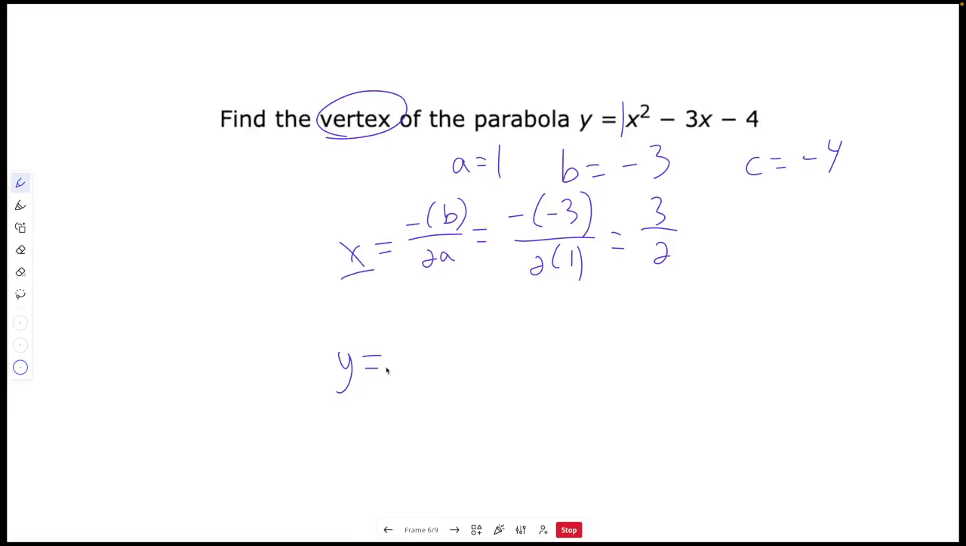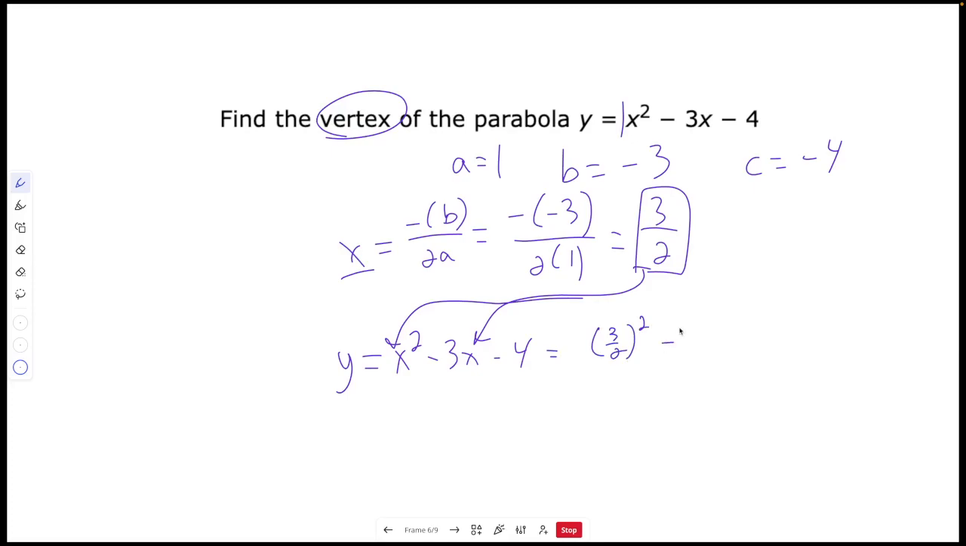To find the y value, we're going to go back to our original problem, and we're going to take this x, 3 over 2, and we're going to substitute. We're going to replace. So now we have 3 over 2 squared minus 3 times 3 over 2 minus 4. You can do this in your head. You can do this by hand. You can use a calculator. I'm going to do it with a calculator. When you type that into a calculator, you are going to get -25 over 4, which is -6.25 if you're doing decimals.